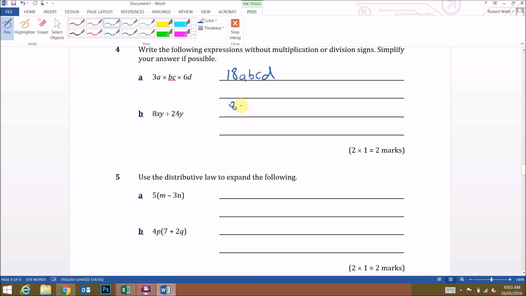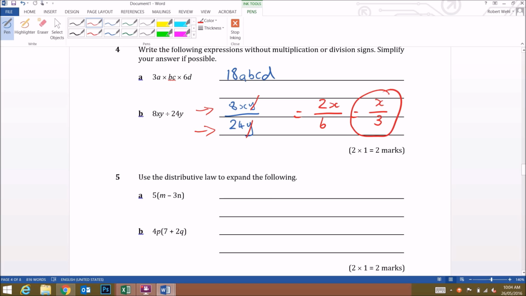Alright, so that one's pretty easy. This one here, I put them over a vinculum. And I can simplify here because y's can be cancelled. And then 24 and 8 share the same factor of 4. So that means I'm left with 2x over 6. And in fact, I can still divide it more because they share the same factor of 2. I'm left with x over 3. That's my answer.